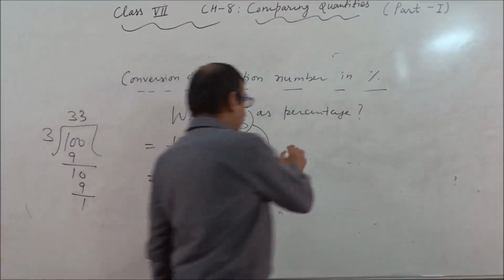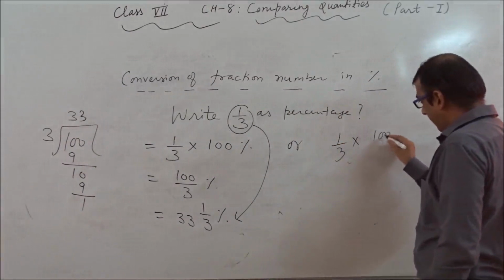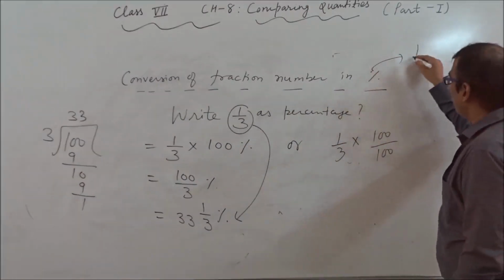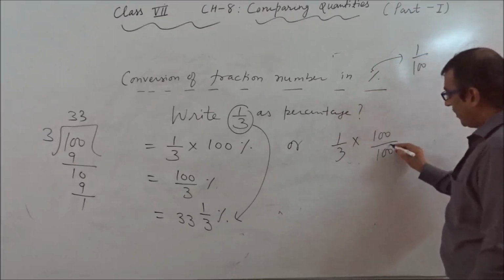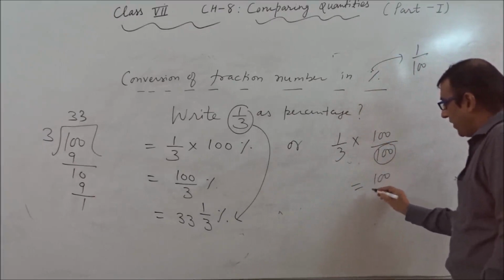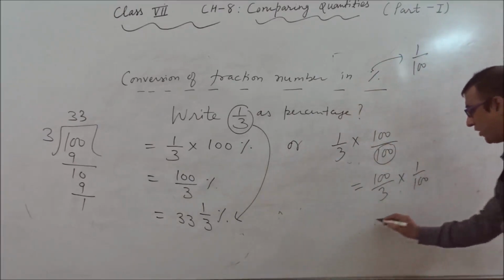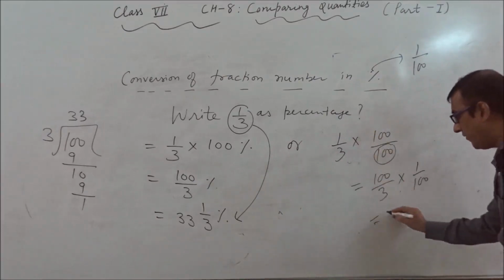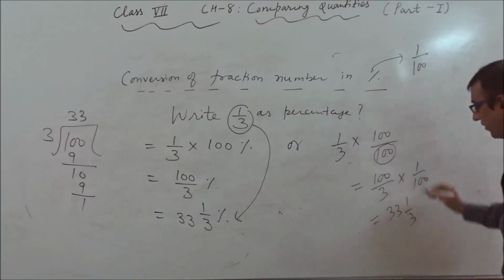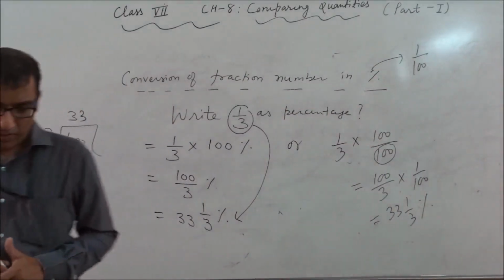Or one another method is also there. If we want to continue with this 1 upon 3 into, if we write 100 upon 100, that is also right. Because we know very well percentage means per 100, 1 upon 100. So this 100 remains same and it can be written as 100 into 1, 100 into 3 upon 1 upon 100. And when we continue with this 100 upon 3, we will get 33 by 1 upon 3, and the meaning of 1 upon 100 is percentage. So this is also the way of solving fraction number to percentage.